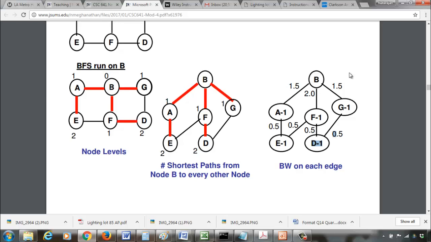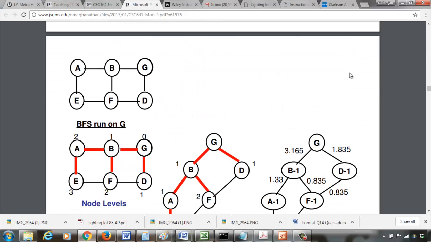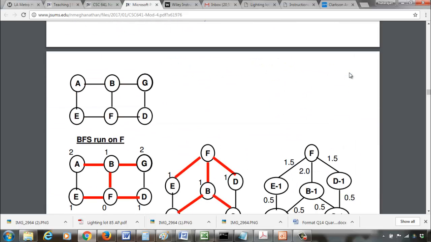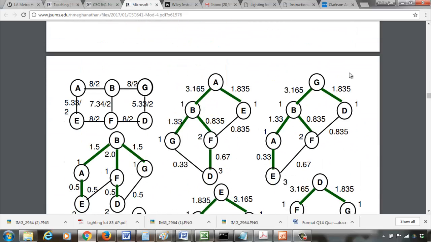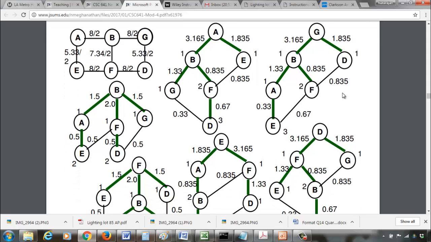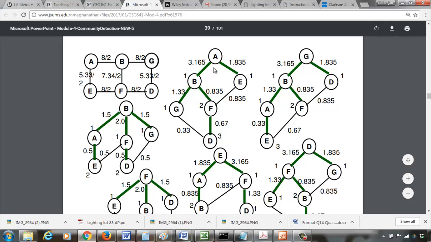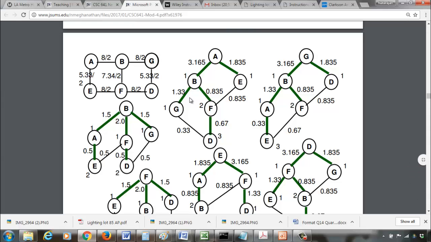So we repeat this process on the BFS tree rooted at each of the vertices. So G, then E, then F, and D. So we put together the flow information that we have on the BFS trees rooted at each vertex like this. So now we sum up the flow that we have calculated for each of the edges.